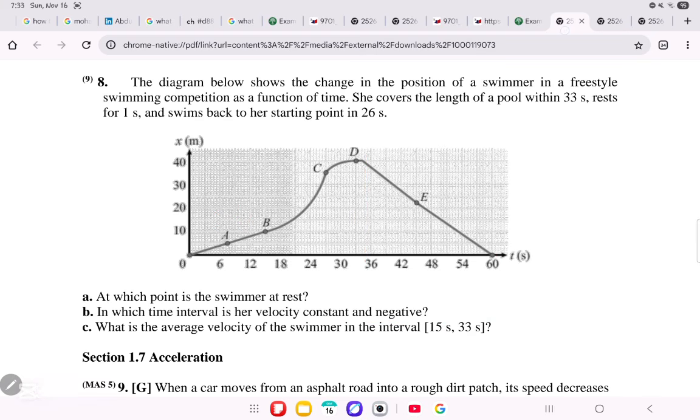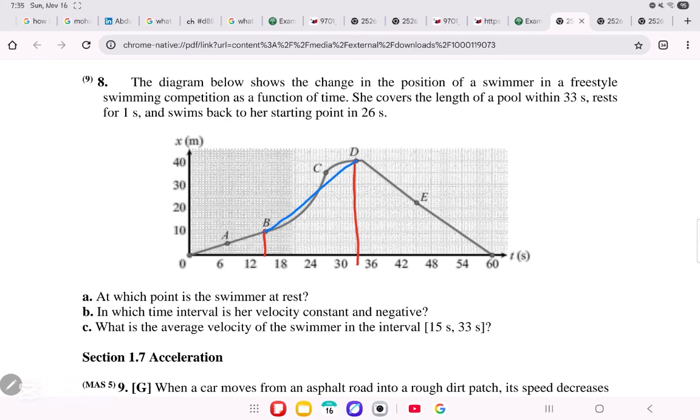Now, they said, what is the average velocity of the swimmer in the interval 15 seconds, 33 seconds? 15 seconds is at B. 33 seconds is until D. So they want the average velocity. In my opinion, look what we would do. We would draw a straight line and we would find the slope of this straight line.